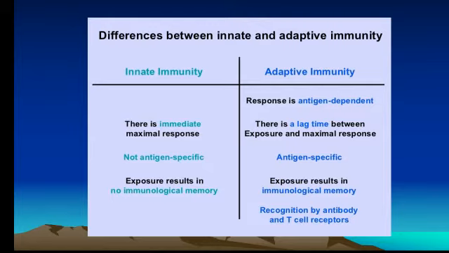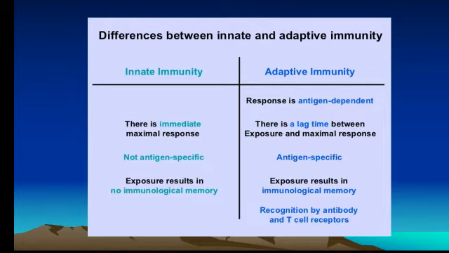Number three, it's antigen specific. It depends on the antigen in order to resolve the infection and protect the body from the antigen it is facing. Number four, exposure results in immunological memory. This is adaptive immunity, and we have to be very specific with this adaptive immunity feature. The exposure results in immunological memory.